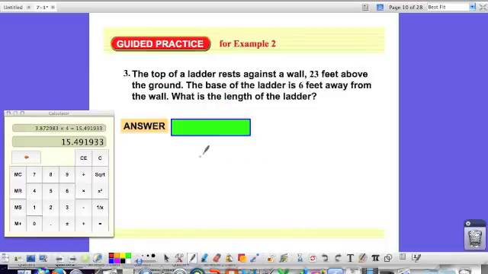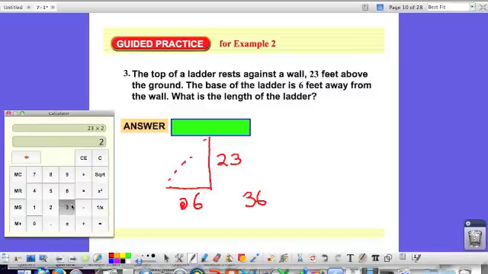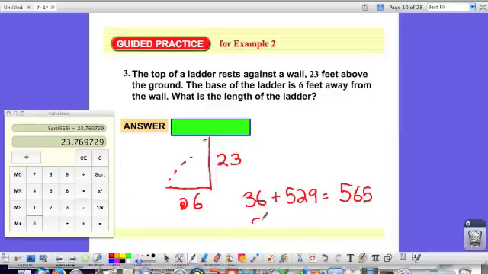Another practice, the top of a ladder rests against a wall 23 feet above the ground. The base of the ladder is 6 feet away. What is the length of the ladder? So 6 squared is 36. 23 times 23 is 529. And that's going to equal 565. So the square root of 565 is about 23.8 feet. That is the length of the ladder.